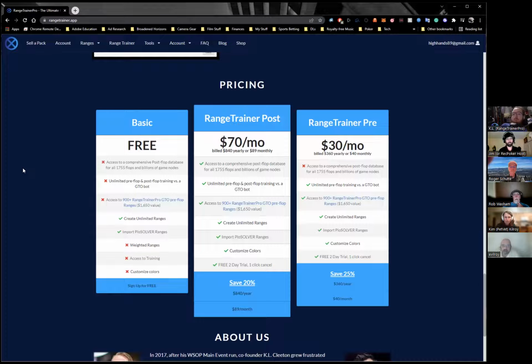However, Range Trainer Post is when you get everything. You get all 900 plus pre-flop ranges and the entire post-flop database and the range trainer for both pre-flop and post-flop. So you can essentially train an entire hand from beginning to end and effectively simulate playing poker. I mean, it's not quite the same as playing against a real person, but it's pretty damn close.